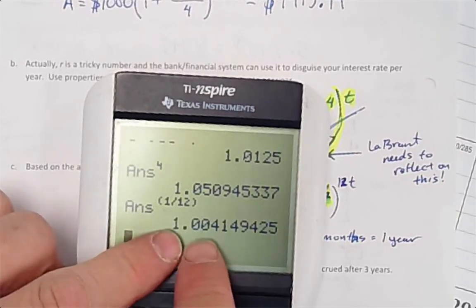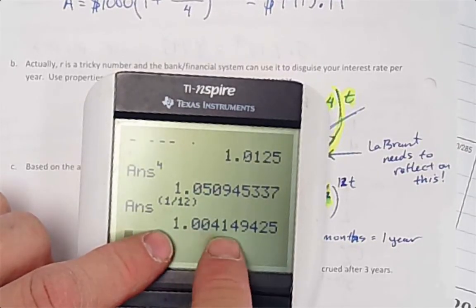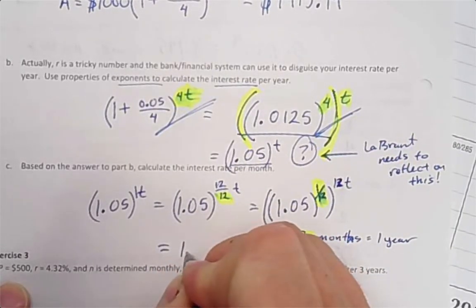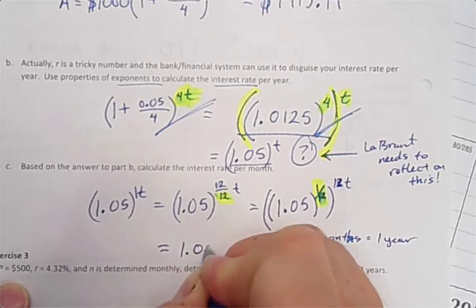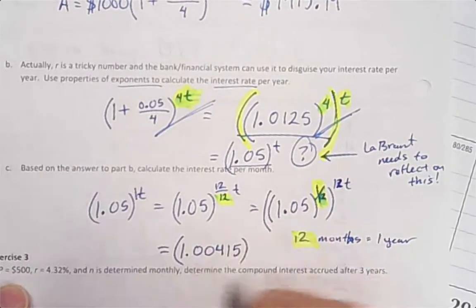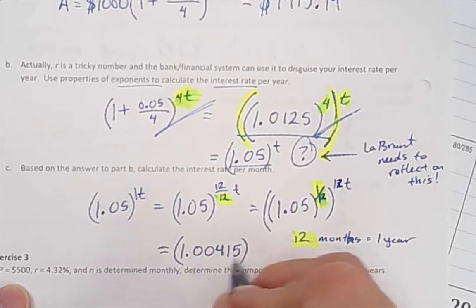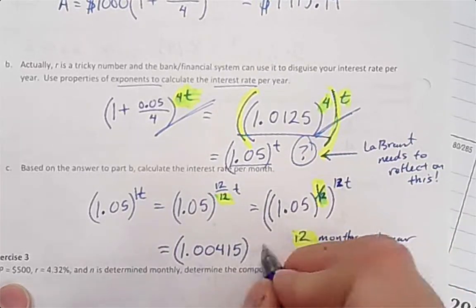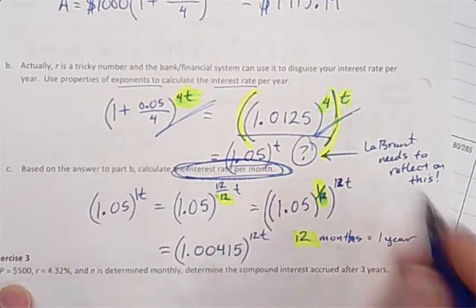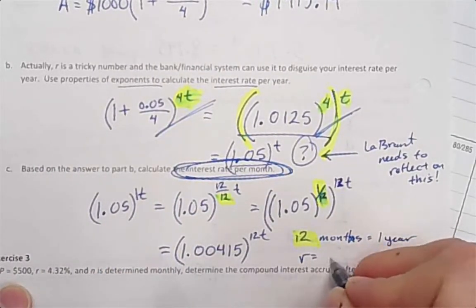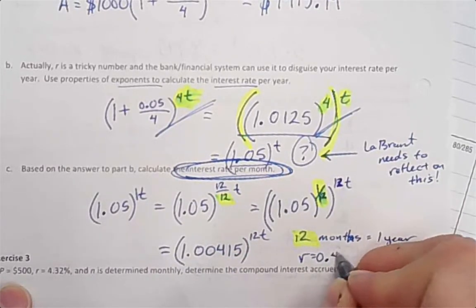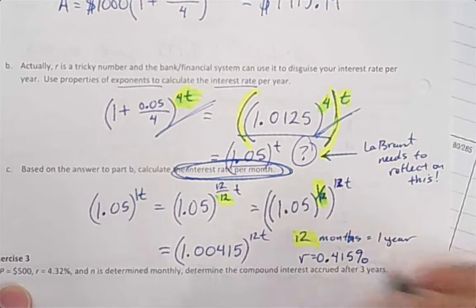Oh, holy cow, that's tiny. So you get 0.4% a month. That's why your money doesn't really grow when it's in the bank. It just maintains. So 1.00415. I'm going to add more decimals because there's so many zeros right there. I don't need to really add them. I kind of do for my answer to the power of 12t. So the interest rate per month, R equals 0.415%. Super small.